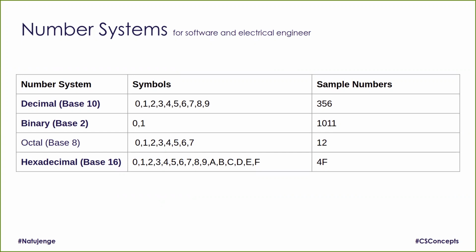Octal has 8 symbols, 0 to 7. Hexadecimal has 16 symbols, 0 to 9. Then from 9, instead of counting to 10, we use A as a symbol. 11 is represented as B. 12 is C, D, E, F, and F is essentially equivalent to 15.